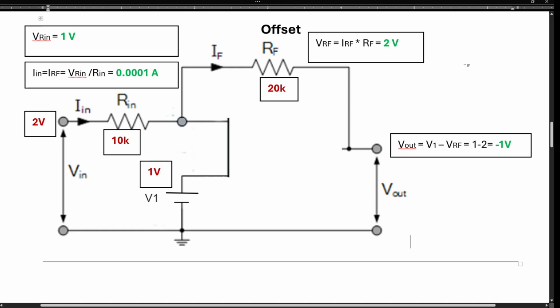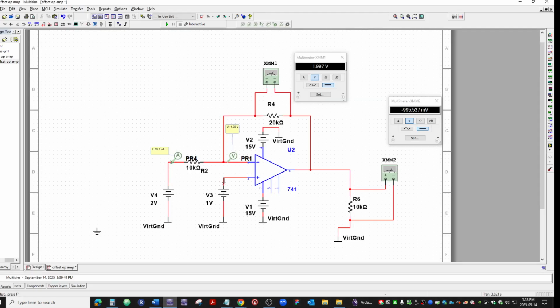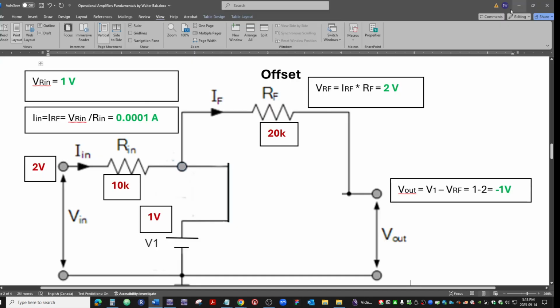Hey, cool. So let's take a look at the Multisim to confirm that. All right. Now, quickly, what do we have here? Well, minus 1 volt, pretty much. Multisim is pretty particular about things. Minus 995.537 millivolts, which adds to 1 volt pretty much here, okay?